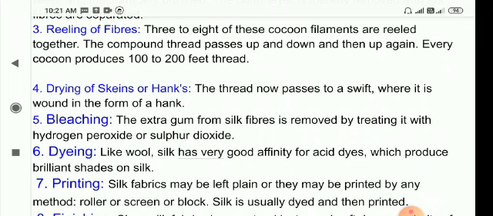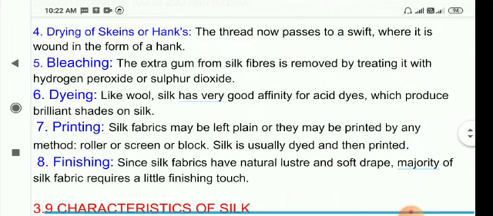In this process, 3 to 8 of the cocoon filaments are reeled together, and the compound thread passes out and down and then up again. Every cocoon produces 100 to 200 feet of thread. After this, drying of skins or hanks. The thread now passes to a swift where it is wound in the form of a hank.